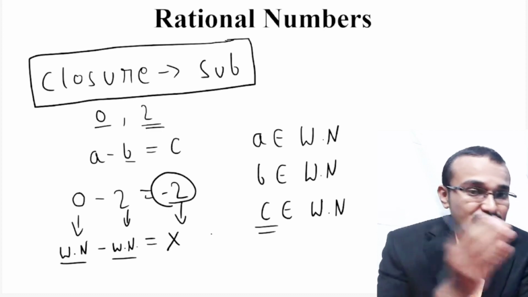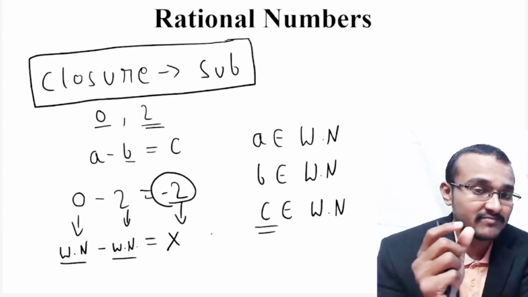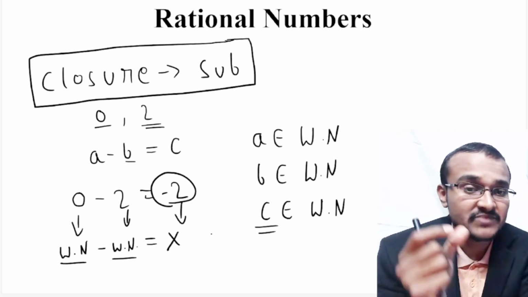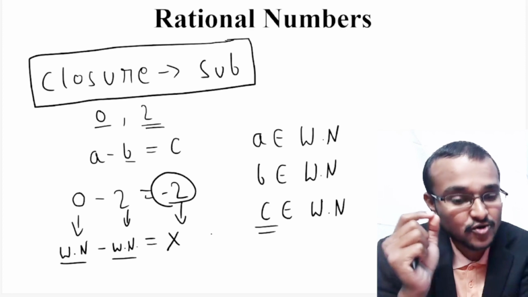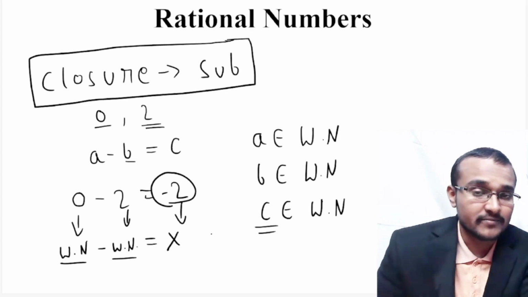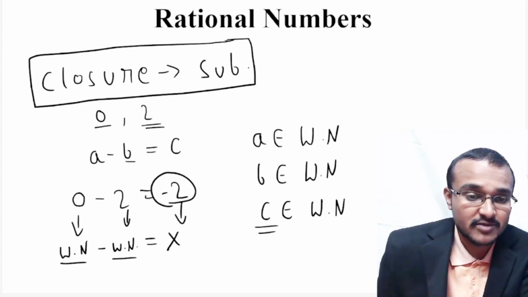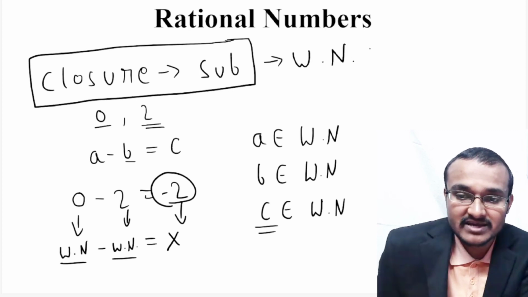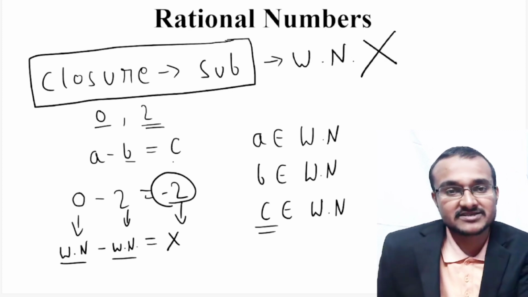So negative numbers are not there in whole numbers, and like negative numbers are not there in natural numbers as well. So natural numbers and whole numbers will never obey this particular closure property under subtraction. So whole numbers do not obey closure property of subtraction.